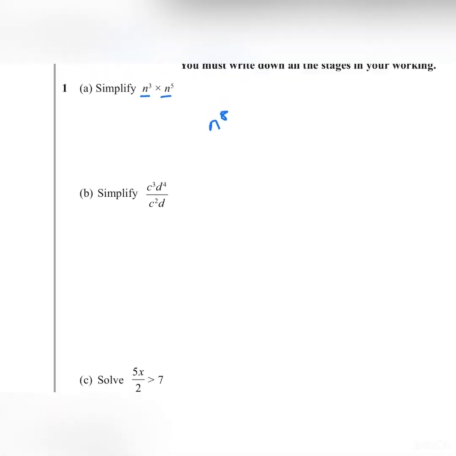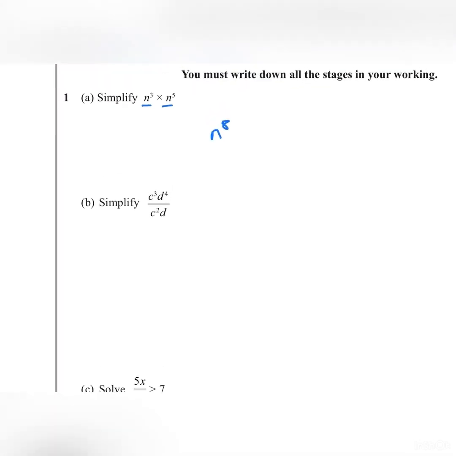Right, part B, it says c cubed and d to the power of 4, divided by c squared and d to the power of 1, because if there's no power, we can make that 1. Again, when we're dividing indices of the same base, we can simply take away the powers. So c is 3 take away 2, and d is 4 take away 1, so c times d to the power of 3, or d cubed.